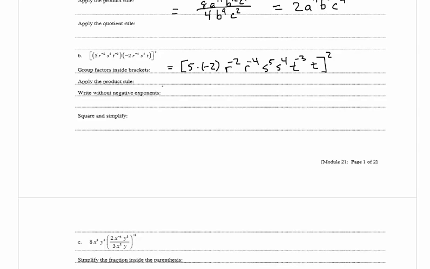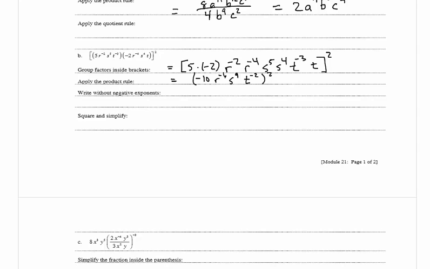And now they want us to apply the product rule. 5 times negative 2 is negative 10. R to the negative 2 times r to the negative 4 is r to the negative 6. S to the 5th times s to the 4th is s to the 9th. T to the negative 3 times t is t to the negative 2, and all of that is squared.